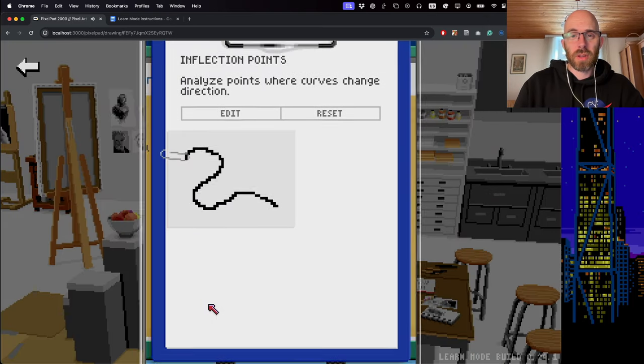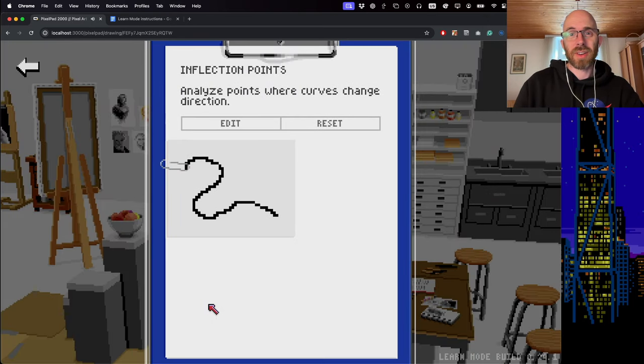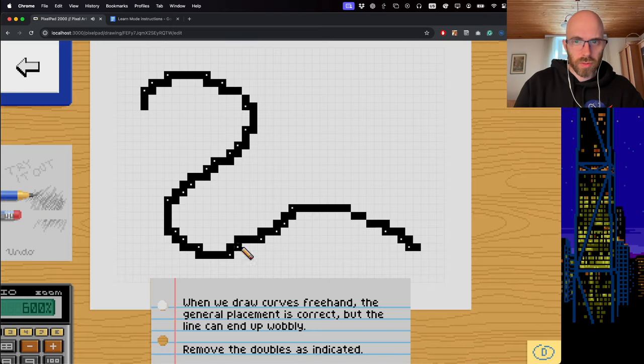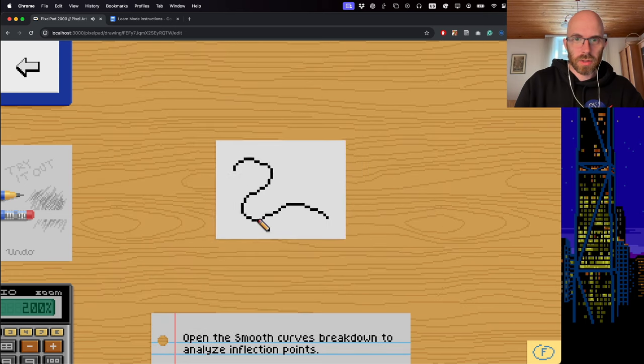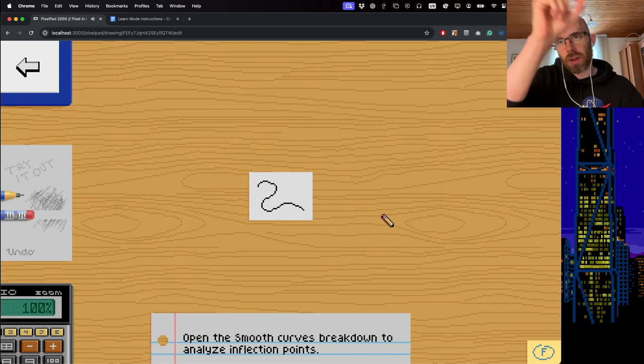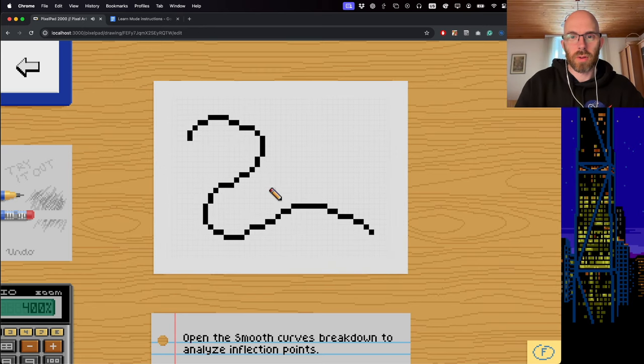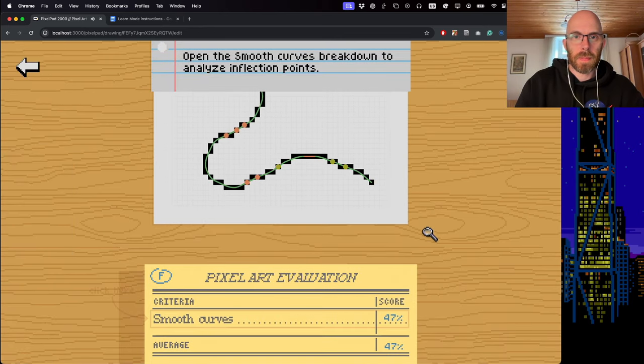Final one of the criteria is the inflection points. When we draw curves freehand, the general placement will be correct, but the line can end up wobbly, especially when we are cleaning up a line. And look at this. This line looks just a little bit wobbly. It's kind of like if you had a shaky line when you're drawing with pencil.